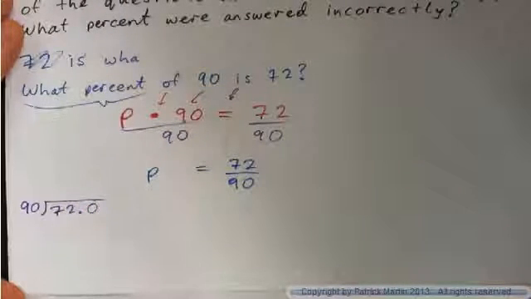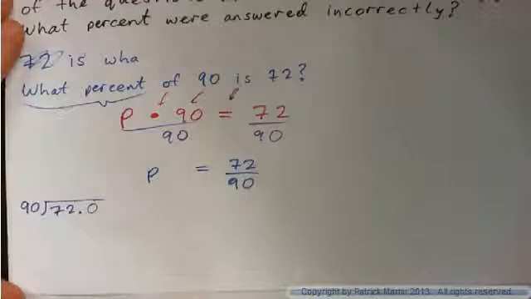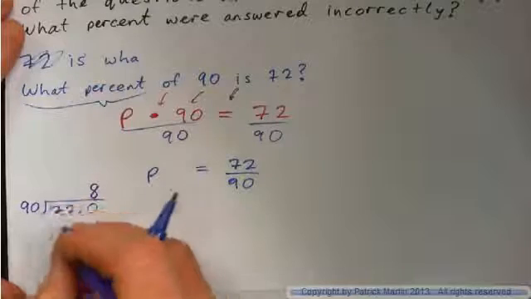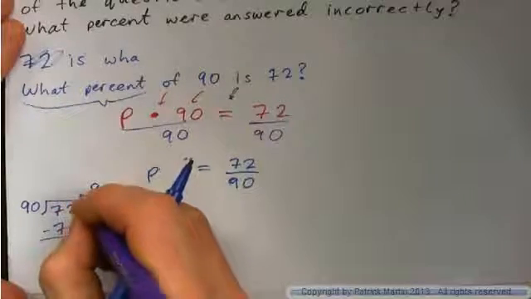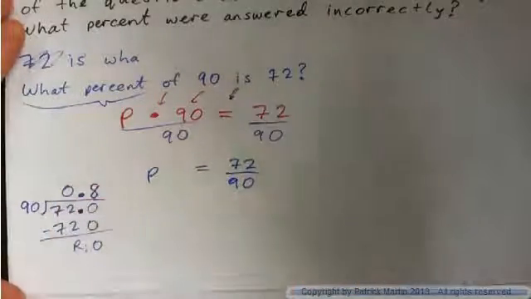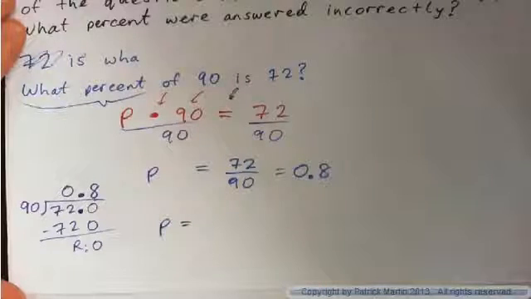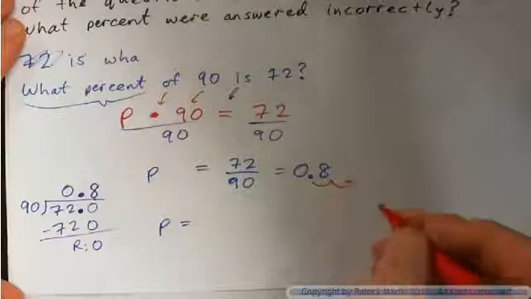72.0, how about that? So 90 into 72 won't go. 90 into 720. Well, 8 nines is 72, so I'm going to guess 8. So 8 nines is 72, subtract, and we get remainder 0. And of course, this decimal point is here, so I need that decimal point in the answer up here. So I get 0.8. What is that as a percentage? I've turned the fraction into a decimal. Now we get that as a percentage. You need to move the decimal point two spaces to the right.